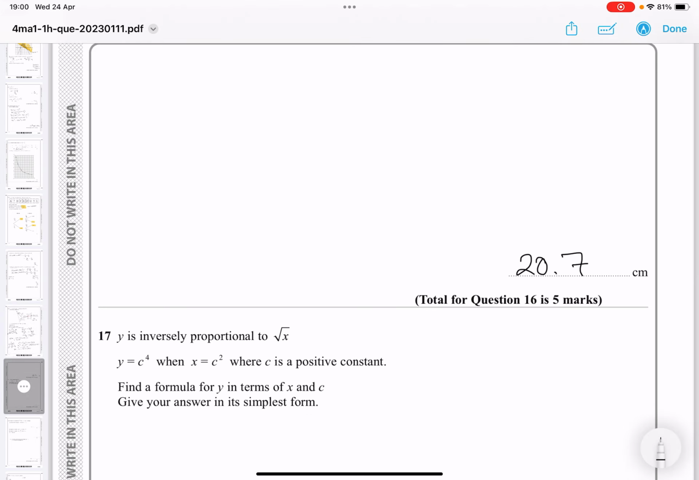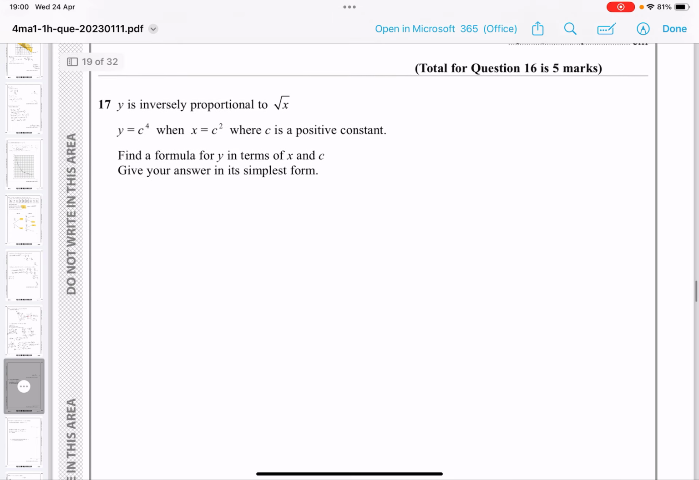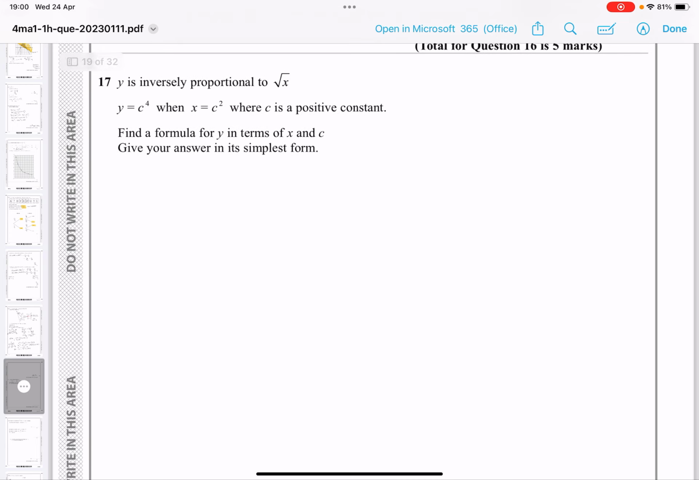20.7. Cool. Next question. y is inversely proportional to root x. y equals c to the power 4 when x equals c squared, where c is a positive constant. Find a formula for y in terms of x and c and give your answer in its simplest form.